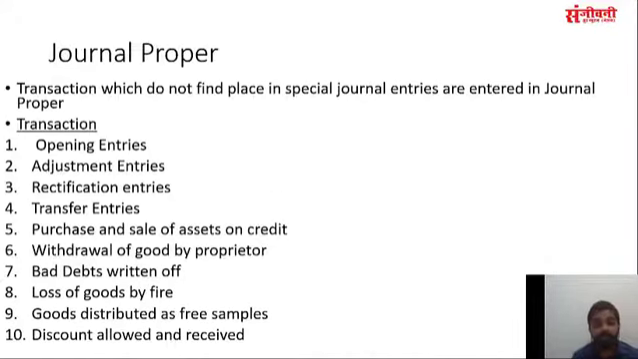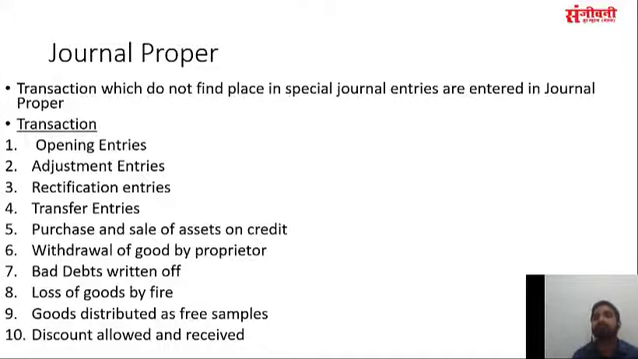Now the last one is journal proper. Transactions which do not fall in special journal entries are entered in journal proper. जैसे कि मैंने बताया, जो credit transaction book, जो cash transaction book में ना आए, वो यहाँ पे आता है. So what are those? Opening entries. Opening entries means balance brought down, I told you. Then in the journal entries, we did the first transaction, the capital account, that is the opening entry.